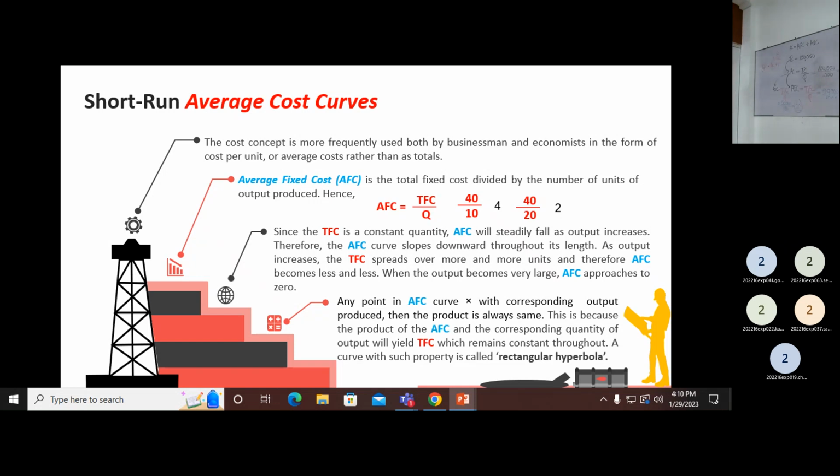So once you multiply the average fixed cost by your quantity, you are getting what? Total fixed cost. Any point on the average fixed cost curve multiplied with the output gives your total fixed cost, and it is the same. This is because the product of the average fixed cost and the corresponding quantity gives you the total fixed cost. We call it a rectangular hyperbola because your fixed cost curve goes like this. It's fixed, no? It's a rectangle, isn't it? So we call it a rectangular hyperbola.